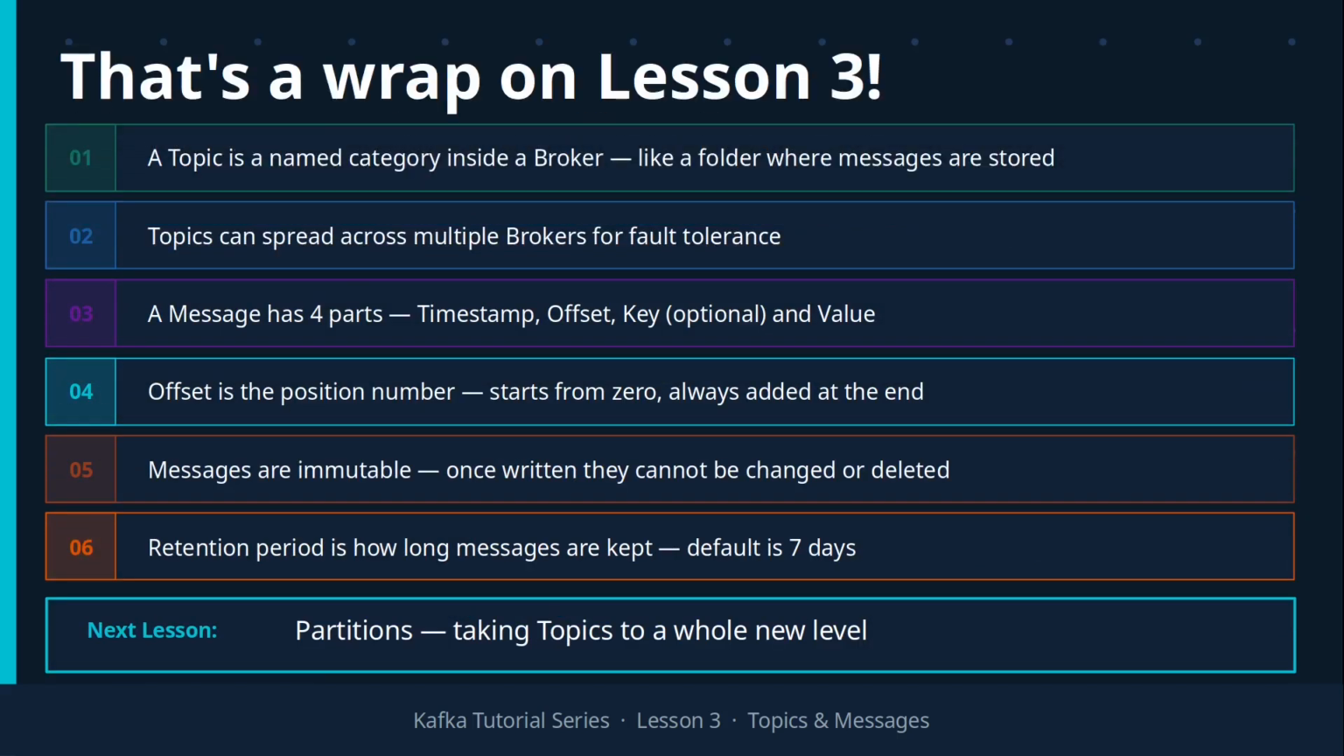That is a wrap on Lesson 3. A topic is a named category inside a broker, like a folder. Topics spread across brokers for fault tolerance. Every message has 4 parts: timestamp, offset, key, and value. Offset is the position number starting from 0, always added at the end. Messages are immutable and have a retention period of 7 days by default. In the next lesson, we cover partitions.